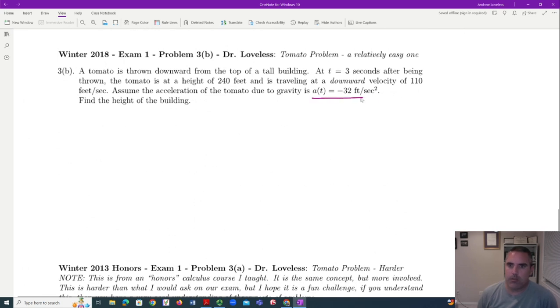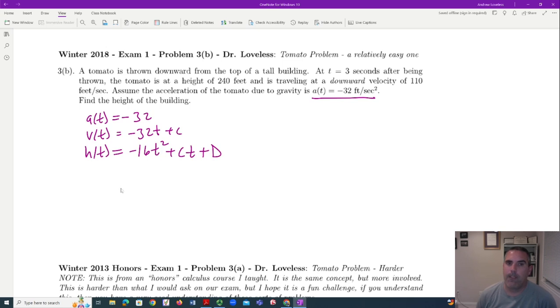So this one tells you the acceleration is negative 32. So that means the velocity is negative 32t plus a constant, and the height is negative 16t squared plus ct plus d. Now we got to read the information. It is thrown downward, so it has some initial velocity. It tells you at 3 seconds after being thrown, the height is 240. And at that moment, so at that same time, the velocity is negative 110, downward 110. That's the information we need to put in.